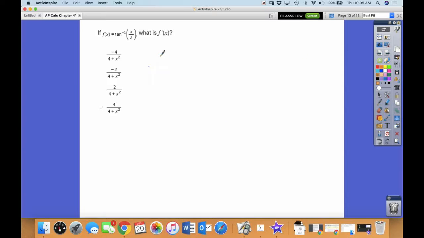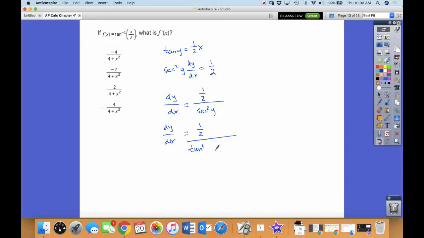This one, same thing. We'll go with tangent y equals 1/2 x. Just pulled the 2 out. The derivative of that is secant squared y dy dx equals 1/2. So that gives us dy over dx equals 1/2 over secant squared y. Go ahead and rewrite that. Dy dx equals 1/2 over tangent squared y plus 1.